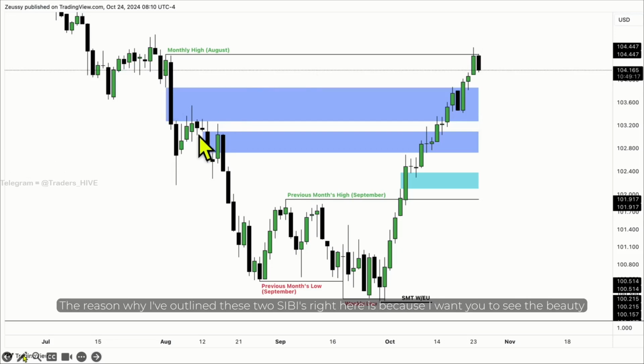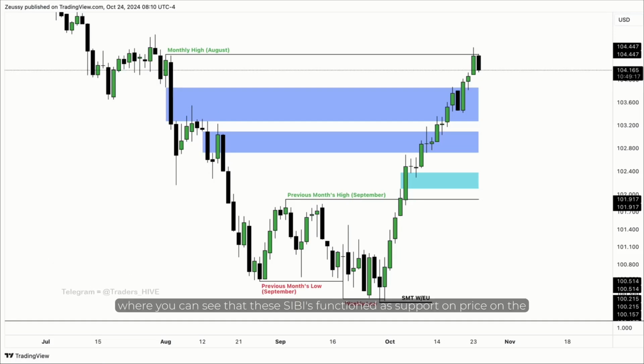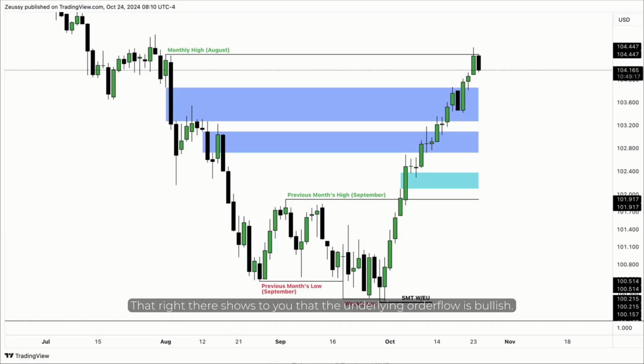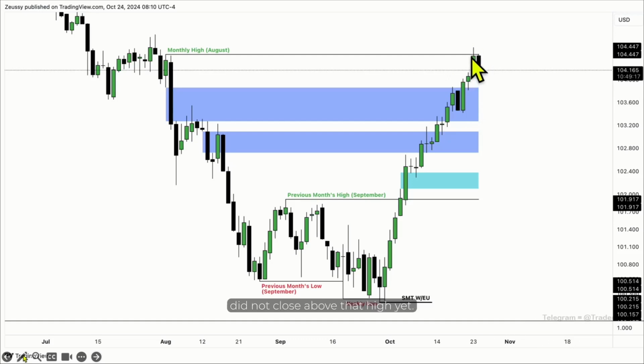The reason why I've outlined these two CBs right here is because I want you to see the beauty in algorithmic delivery, where you can see that these CBs functioned as support on price on the right side of the curve the moment that price traded above them. That right there shows to you that the underlying order flow is bullish. We see the market begin to accelerate towards the monthly high, towards the August high, and notice that we did not close above that high yet. We have repriced above it, but we did not see a full closure above it yet.